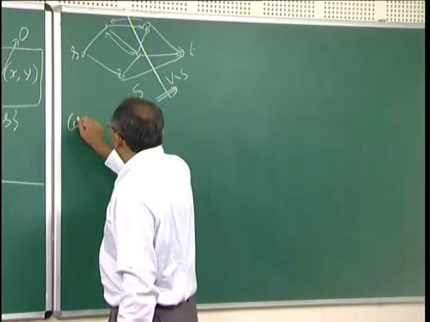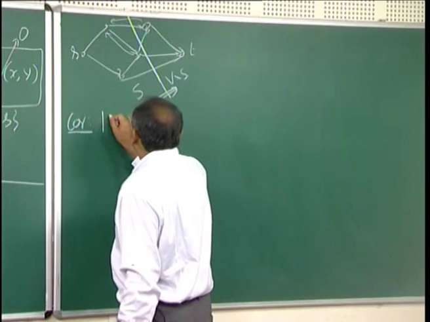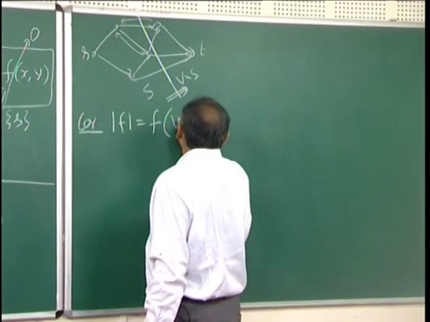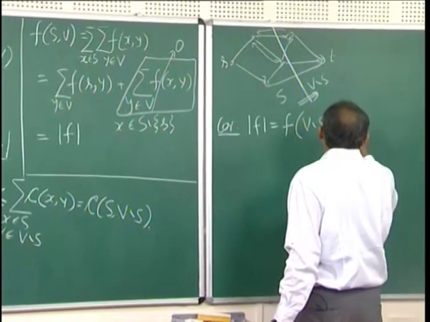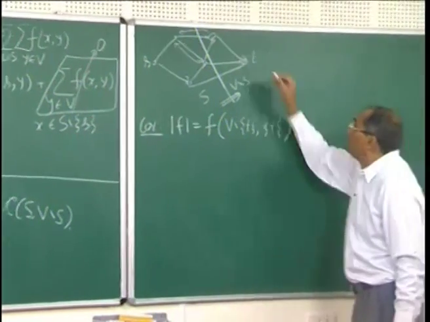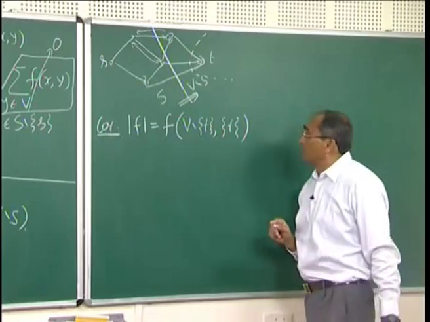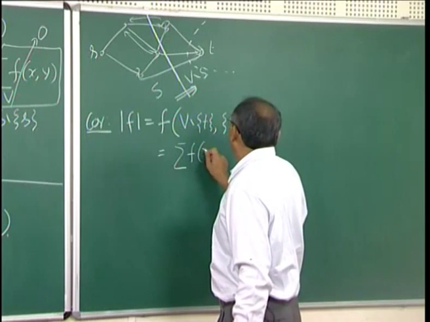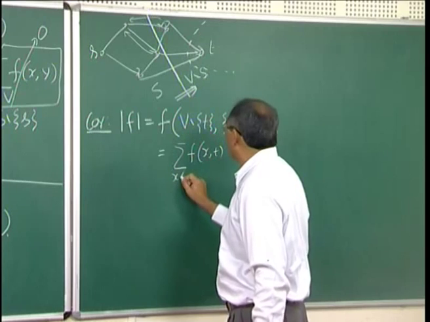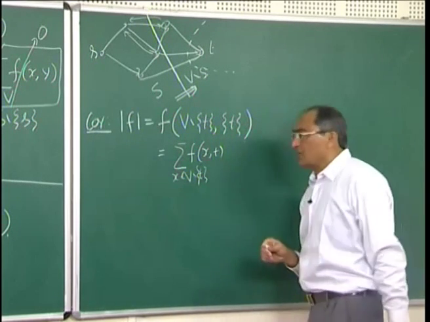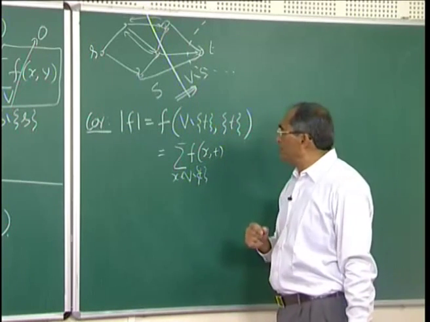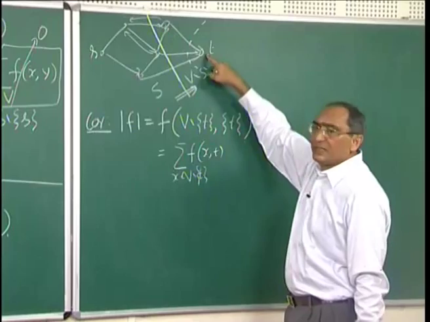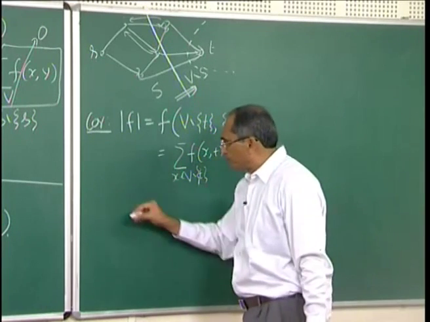Hence, as a corollary, the net flow should also be equal to f(V minus T, T). This is a special cut, namely this cut. This is also equal to the sum of f(x, T) for x belonging to V minus T, which is the net flow going into the sink T, which is again as expected, whatever emerges from here eventually enters into the sink. Okay.